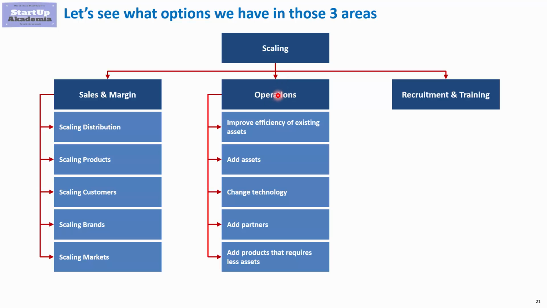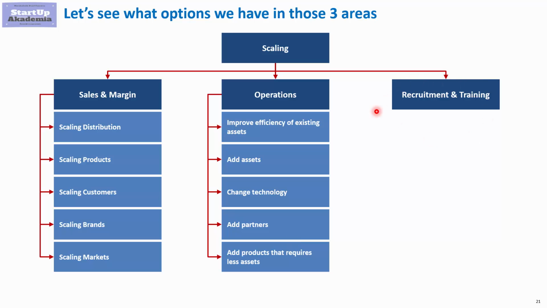Now, when it comes to operations, you have the following things. So first of all, you can obviously improve the efficiency of existing assets. Then you can add assets by buying them, renting them, or finding ways to actually use assets that don't belong to you. A huge drive in operation scaling is changing technology. Some changes enable you simply to scale faster or more your operations. In many cases, also, you have to add partners in order to scale operations. And by partners, we will mean suppliers, but also quite often distributors or other firms that you have to build around you in your ecosystem so you can grow in size. And finally, a lot of companies are able to scale by adding products that simply require less assets. And you will see a lot of examples of that as well.